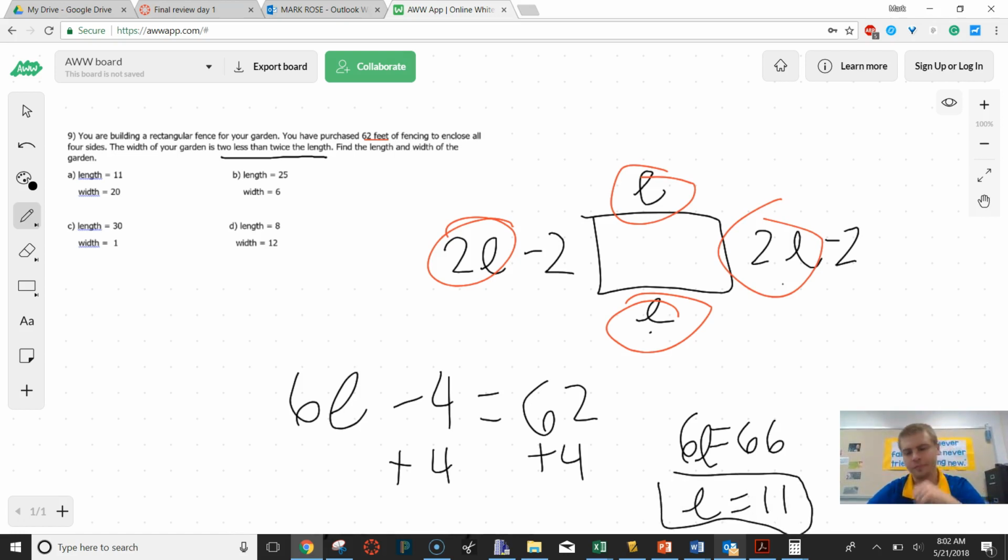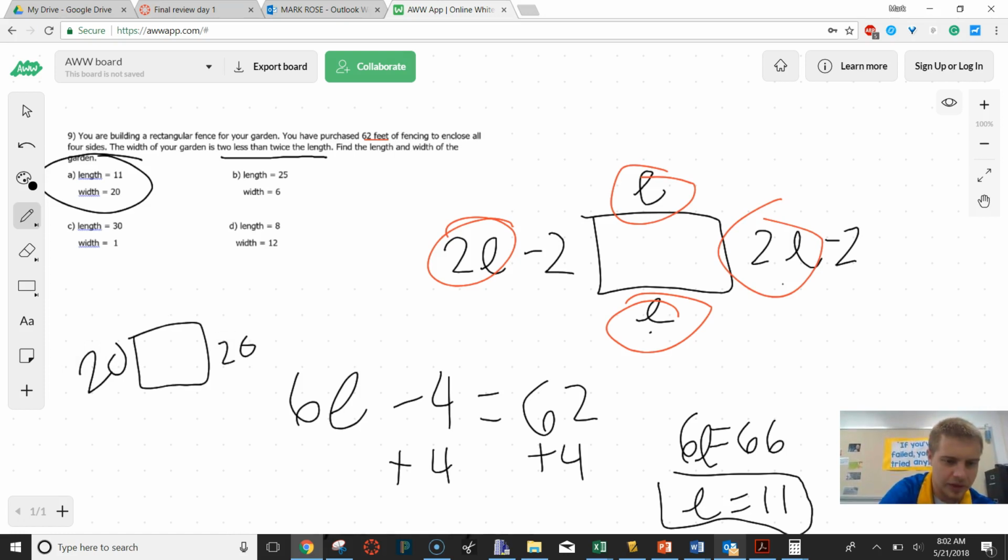This is the only one with a length of 11, so you'd know that would be true. But you could check by plugging this in and seeing if it all equaled 62. Or if you just do some mental math, this side is 20, this side is 20, this side is 11, and this side is 11. That'd be 40 and 62. So you could have done that initially too: just draw all the rectangles and check the lengths and widths and see which ones worked out. Let's do the next one.